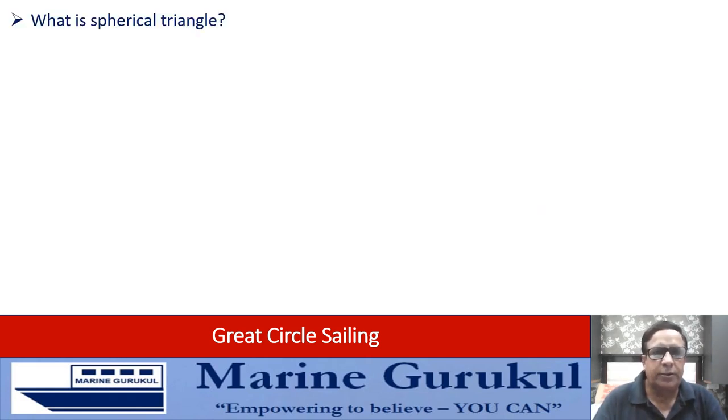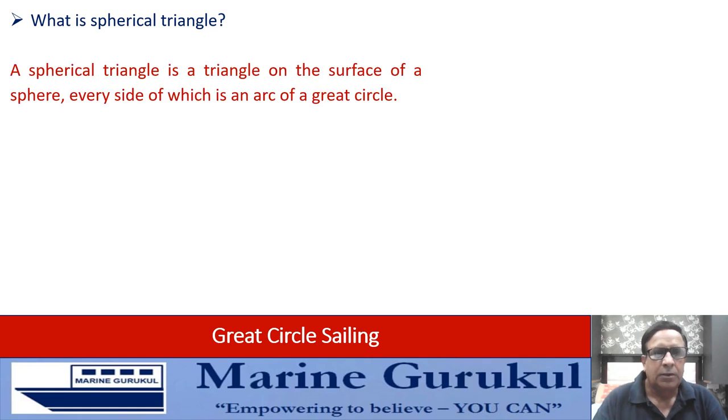Now let us quickly review the concept of a spherical triangle and the formulae used for solving the spherical triangle, to the extent required for this topic. A spherical triangle is a triangle on the surface of a sphere. So please remember, it's a triangle on the surface of the sphere, every side of which is an arc of a great circle. That means if I have three great circles intersecting each other, and the sides form a triangle on the surface of the sphere, the triangle so formed is referred to as a spherical triangle.